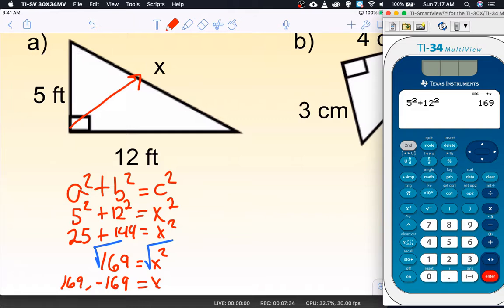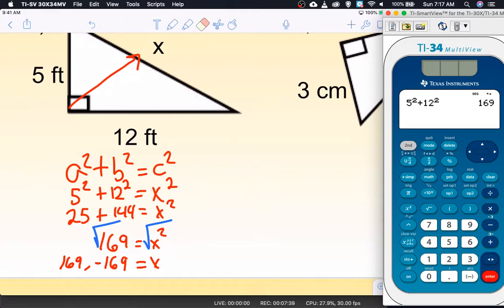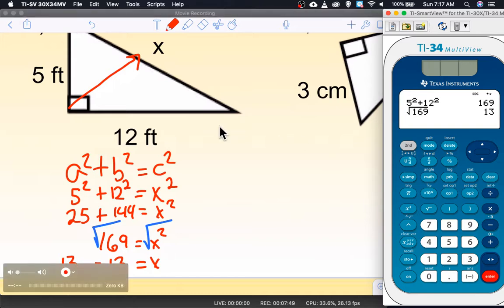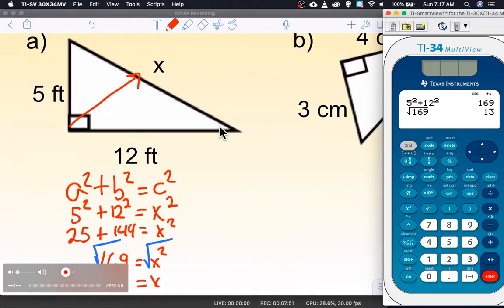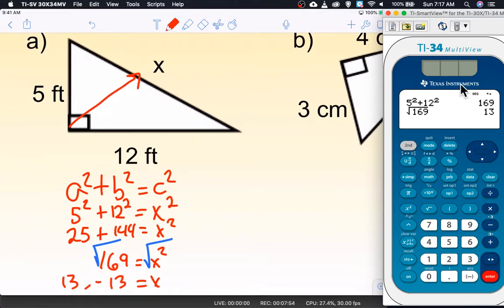But I didn't actually square root. I just copied the number down. Let me try that again. 13. Square root of 169 is 13. I forgot. My bad. All right. Now, back to what I was going to say. I got excited about the negative thing.